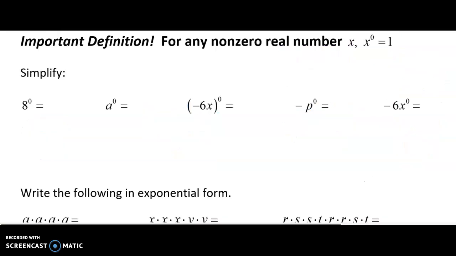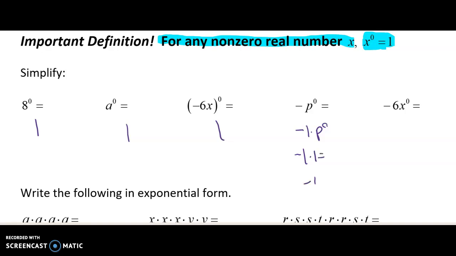Another important rule for exponents is as follows. For any non-zero real number, x, we can say that when you raise it to the 0 power, you get 1. So for all of these examples here, 8 to the 0 is 1. A to the 0 is 1. Negative 6x in parentheses raised to the 0 is 1. Negative p to the 0 is like negative 1 times p to the 0, which would be negative 1 times 1, or negative 1. Negative 6 times x to the 0 is like negative 6 times 1, or negative 6.